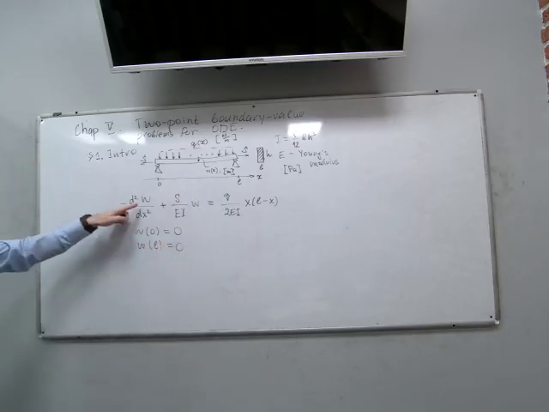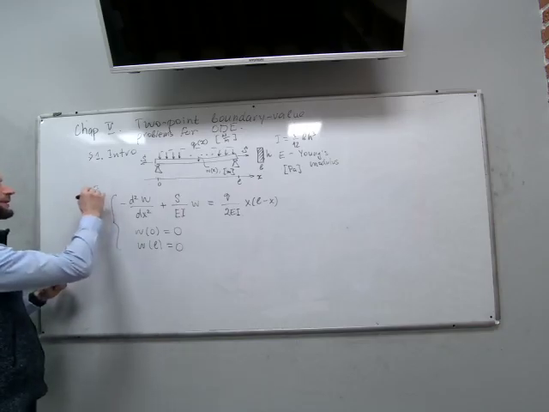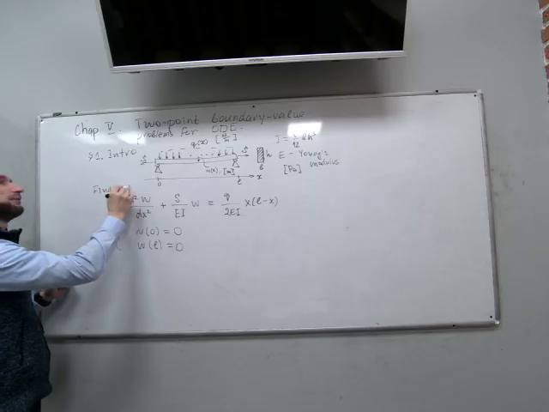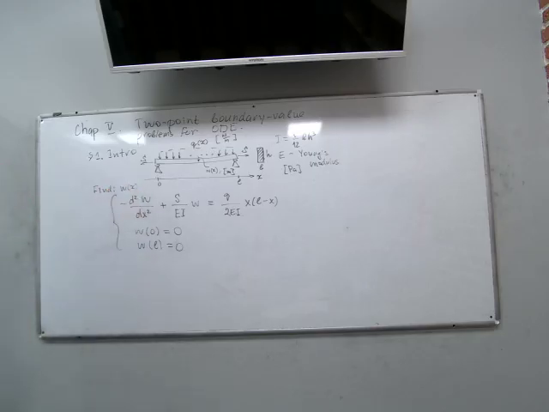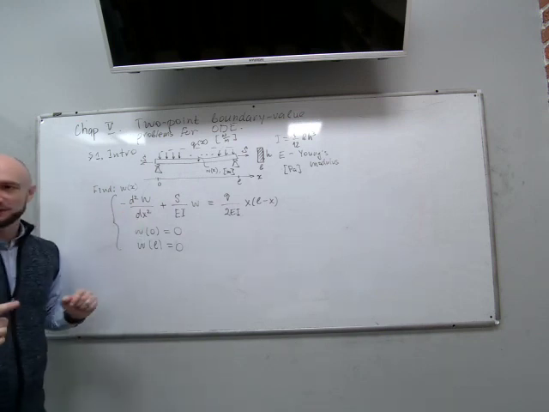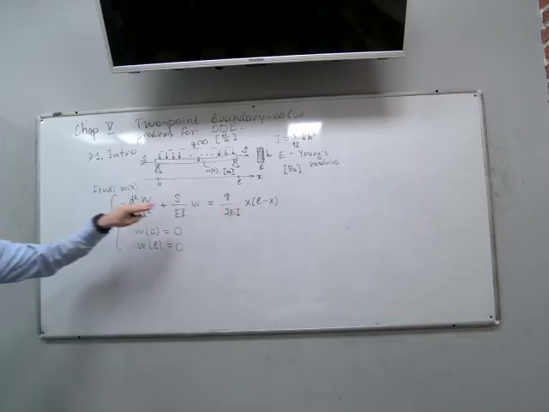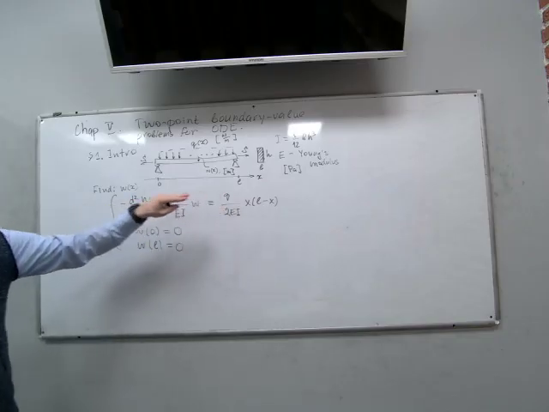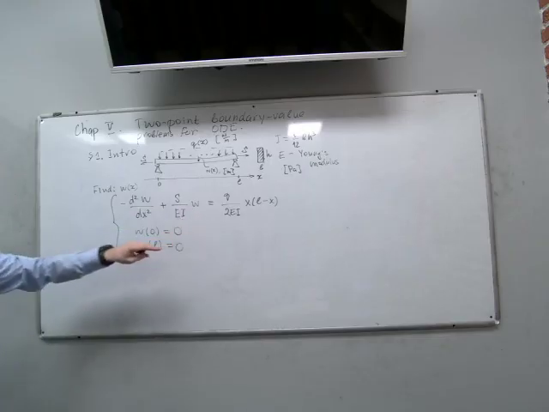So we need to find such a function W of x that is sufficiently smooth, meaning it should have the second derivative at least, and it makes this equation a true equality. So if we substitute it here, it becomes a true equality. And also this function should satisfy these two conditions.